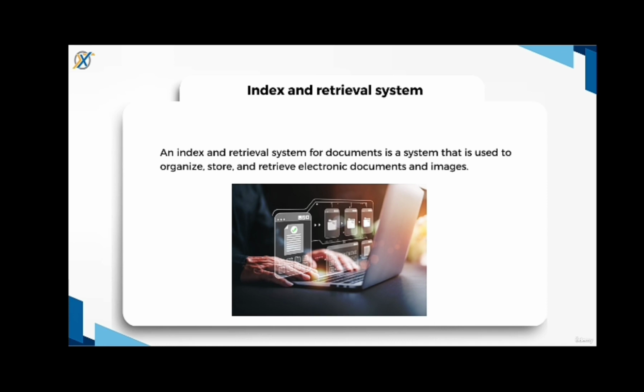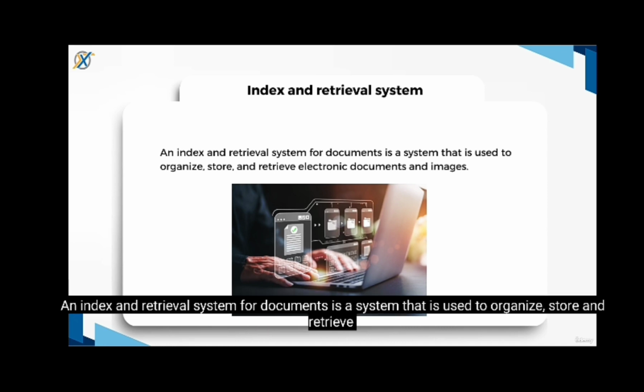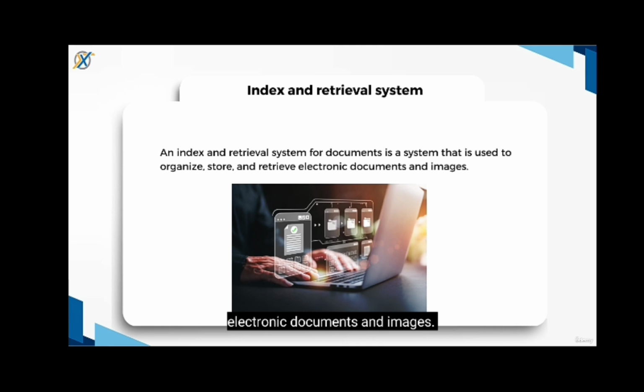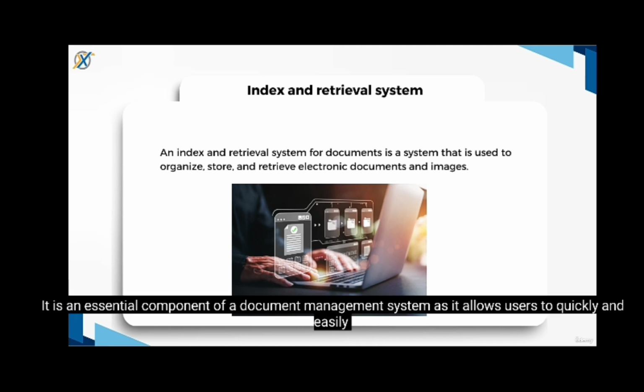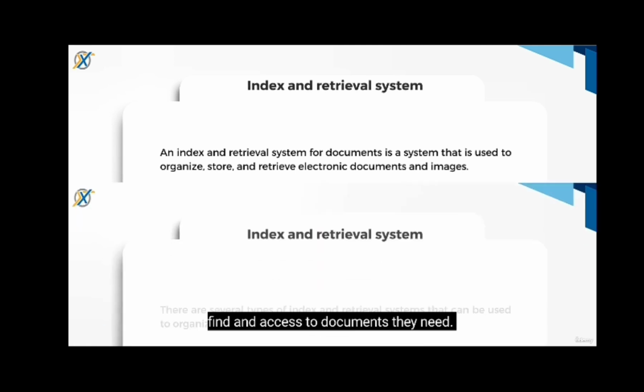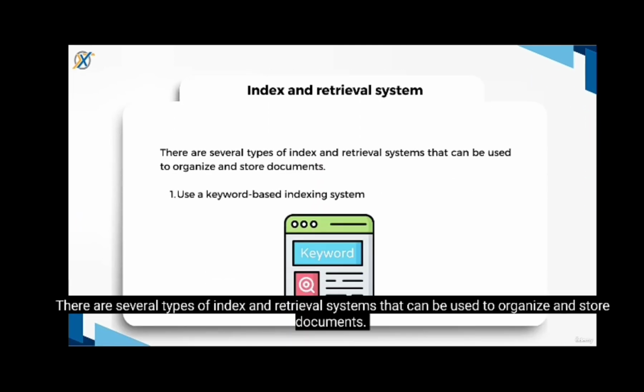3. Index and retrieval system. An index and retrieval system for documents is a system that is used to organize, store, and retrieve electronic documents and images. It is an essential component of a document management system, as it allows users to quickly and easily find and access the documents they need. There are several types of index and retrieval systems that can be used to organize and store documents.